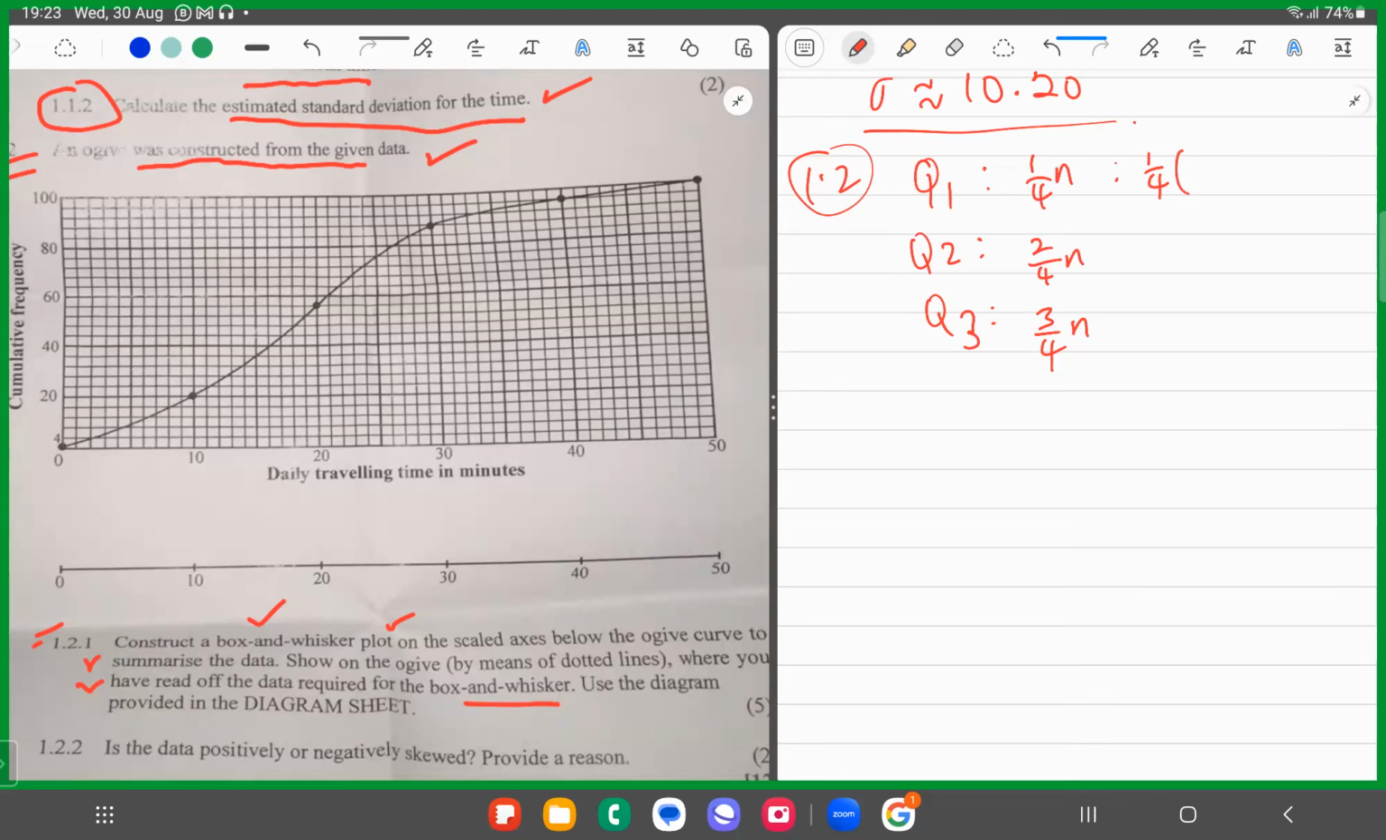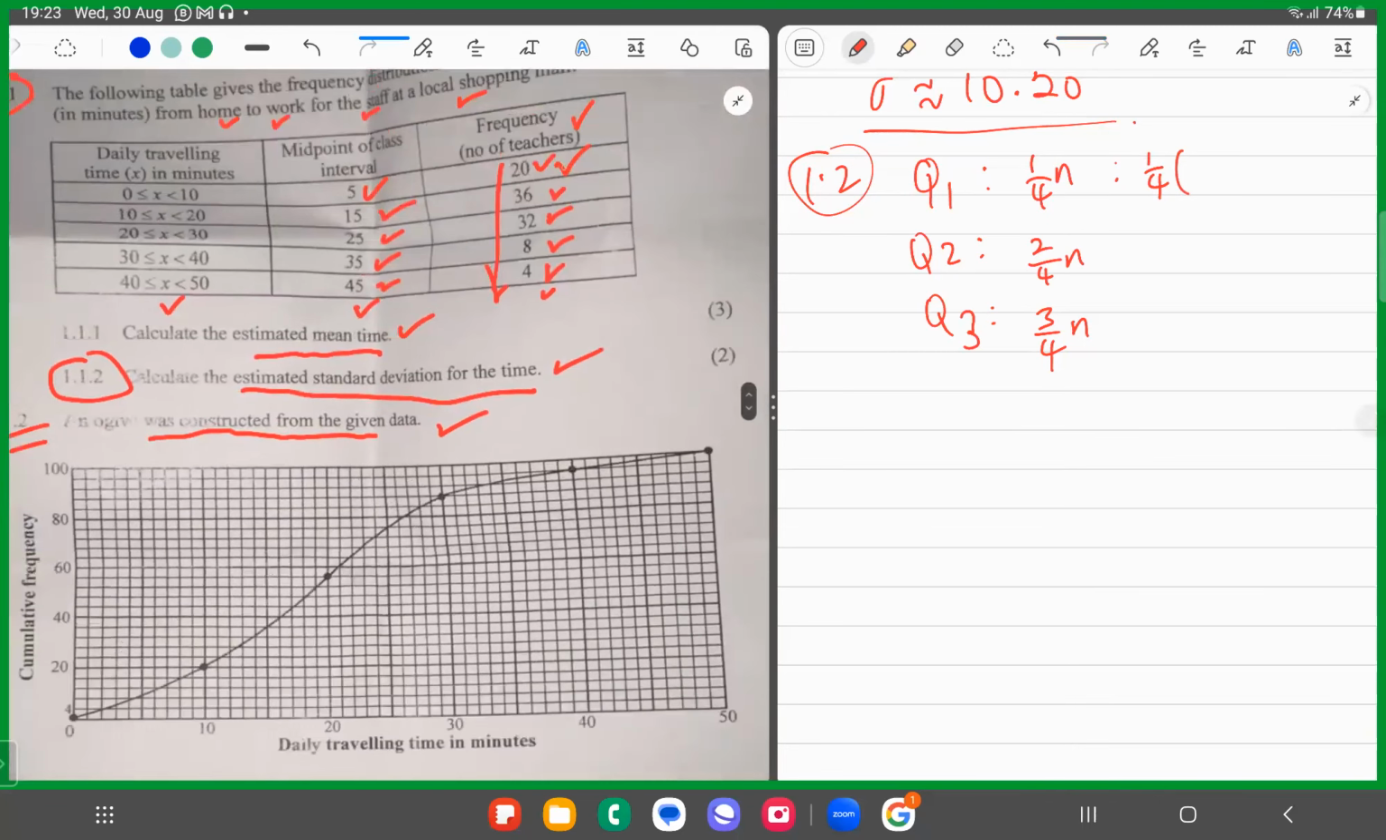So what is the total frequency? All right, we added everything and we got 100. You can just confirm again here. If you add everything here, you get 100. Is it true? Okay, let's just check. So you have 20 plus 36 plus 32 plus 8 plus 4. You have 100. So which means that we have a quarter of 100. What is a quarter of 100? It is 25. Okay, these are just positions I'm dealing with here.